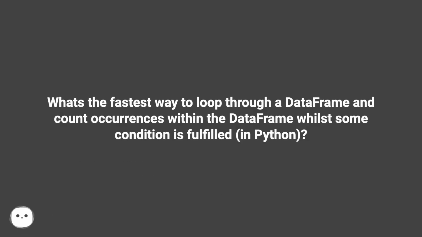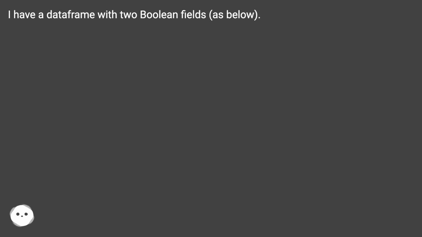What's the fastest way to loop through a data frame and count occurrences within the data frame whilst some condition is fulfilled, in Python? I have a data frame with 2 Boolean fields, a1 and a2, as below.